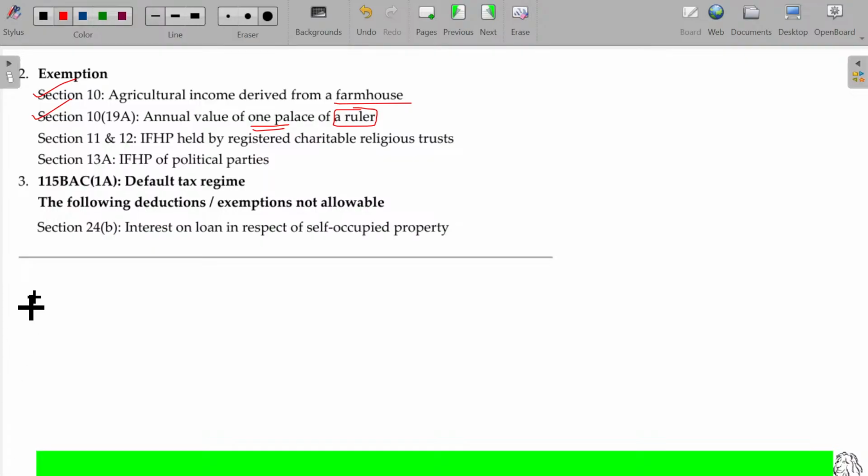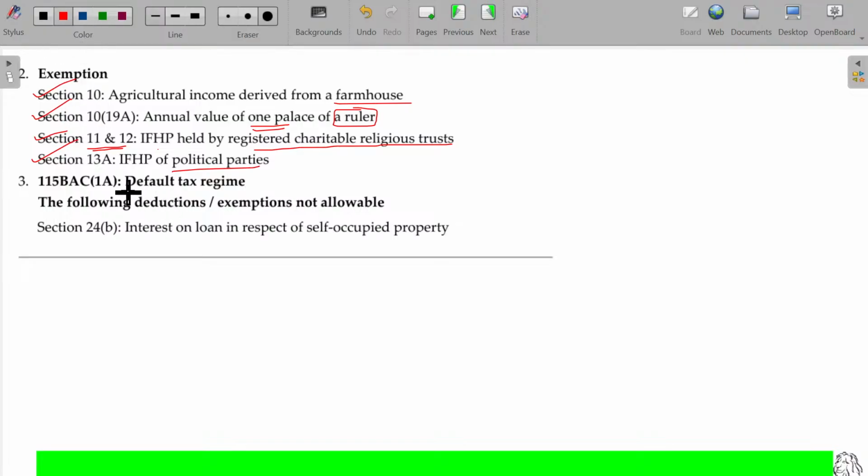And section 11 and 12. If the house property is held by a registered charitable or religious trust, that will also not be considered for taxability, exempted. A political party possessing any house property will also not be considered for taxability purpose. So, political party, farmhouse, registered religious trust and palace of a ruler, king, right? So, Mysore Maharaja, there's the Mysore palace, right? Possessed by the Mysore family members, still will not be considered for the taxability.